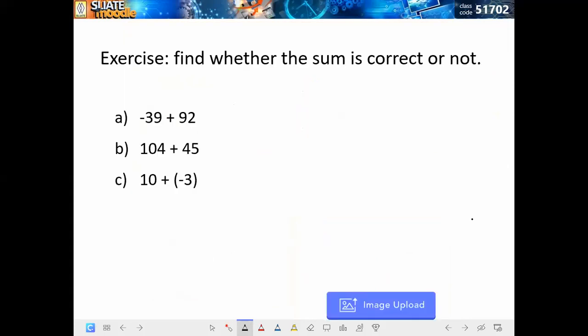Right. Okay. Then exercise. Find whether the sum is correct or not. Then you can type the answer in the chat box.